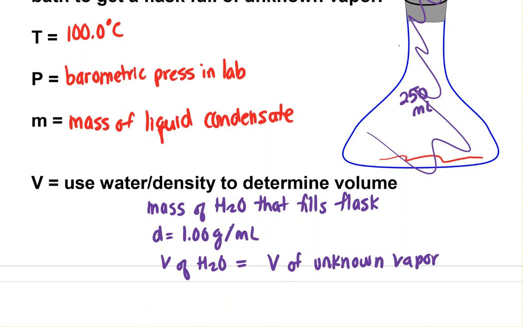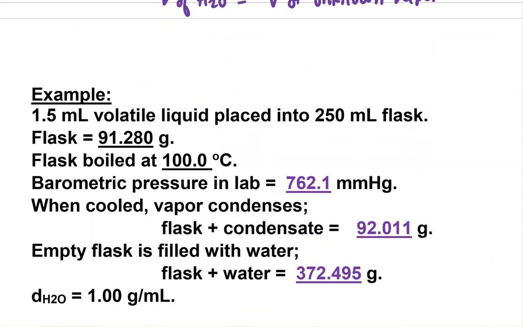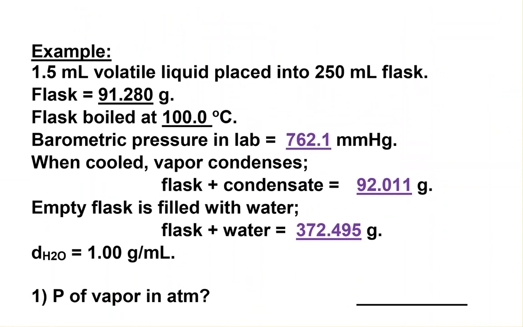Okay, and at that point, then you can plug in to the ideal gas law and get your answer. So let's look at an example calculation. Okay, a lot of given numbers here. First of all, when we start the experiment, you're putting 1.5 milliliters into a 250 milliliter flask.